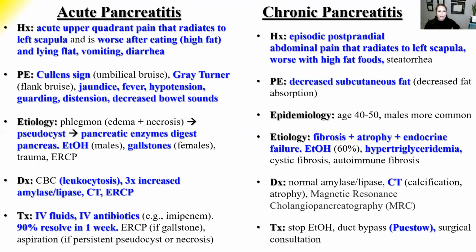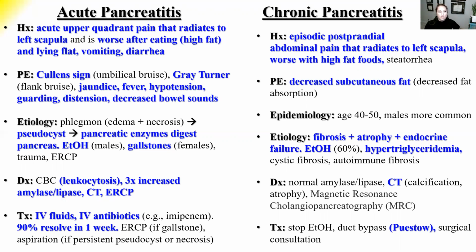What happens in acute pancreatitis is you develop something called a phlegmon. That's edema and necrosis in a small area of the pancreas. That forms a pseudocyst, and then the pancreatic enzymes kind of eat themselves. So the pancreatic enzymes get stuck in this area and they start to auto-digest the pancreas.